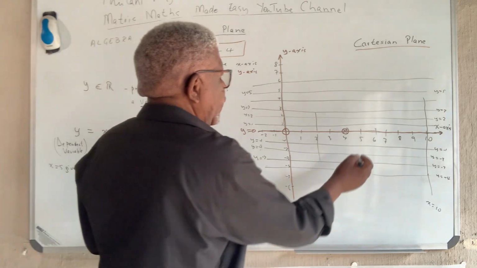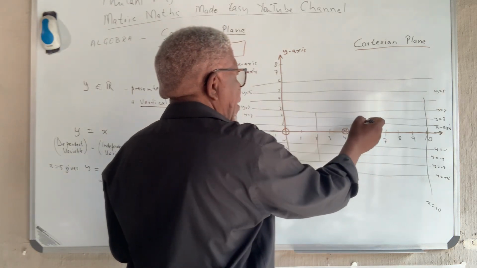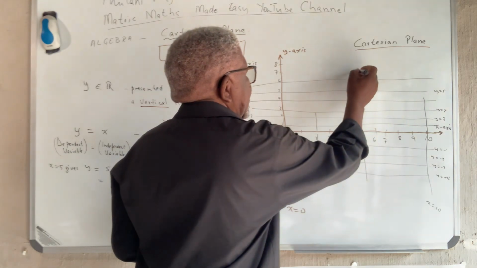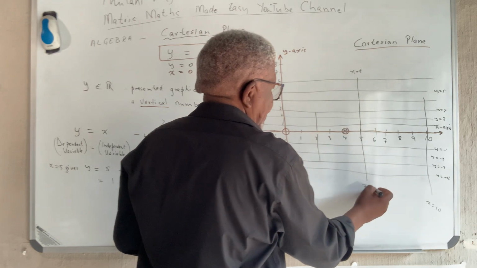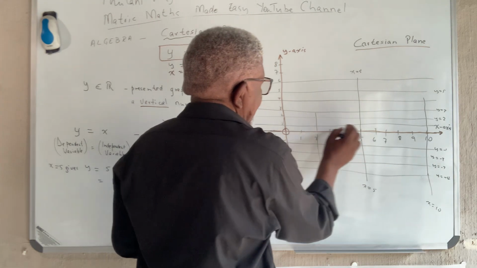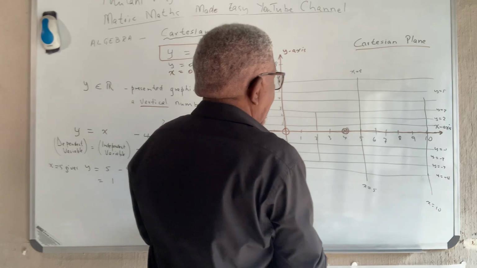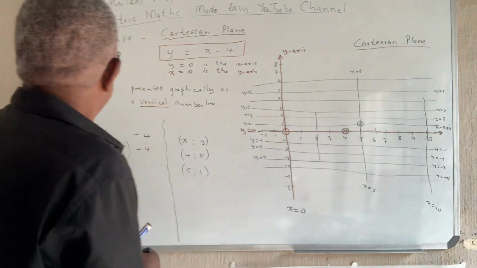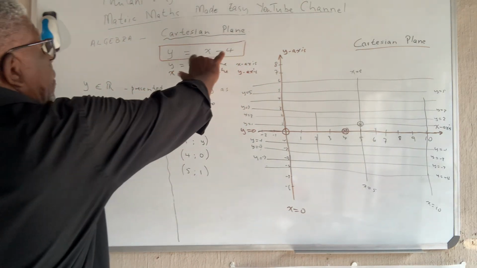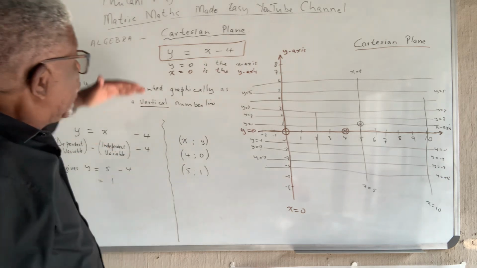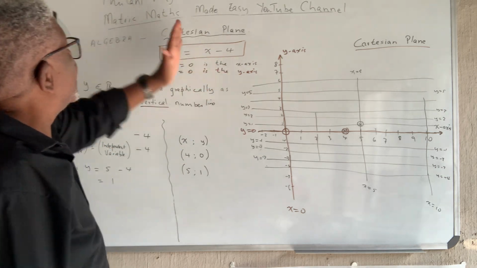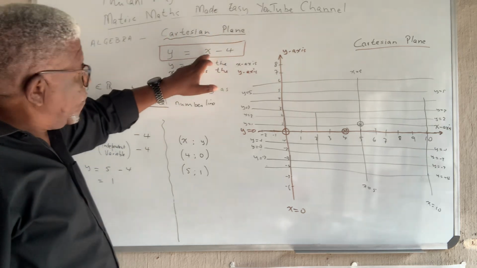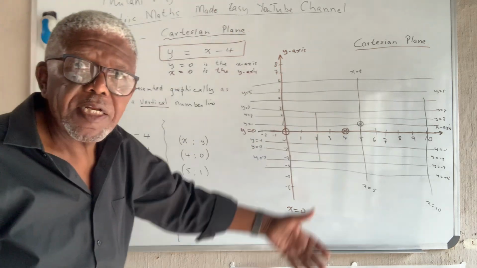When x equals 5, this is x equals 5. But y equals 1, so there is y equals 1. So we've got a point here where they meet. So this equation, y equals x minus 4, is true for all values of the independent x and the dependent y. Whatever value you put for x, the y will respond accordingly.